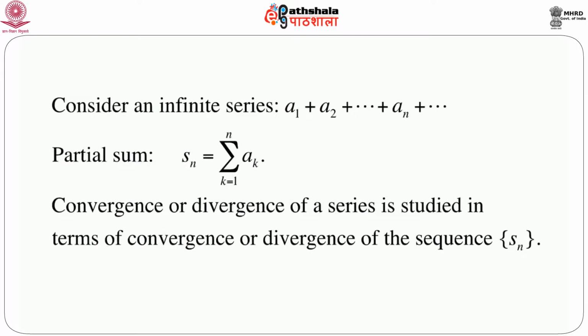Let us first consider an infinite series a1 plus a2 plus dot dot an and so on. For the sake of simplicity, we first assume that all these an's, that is a1, a2, an and so on, are real numbers. We define a partial sum Sn as the sum of the first n numbers in that series, that is, summation k equals 1 to n of ak.